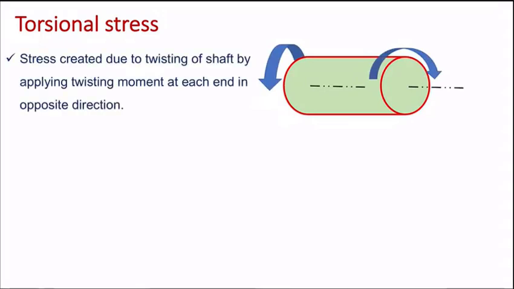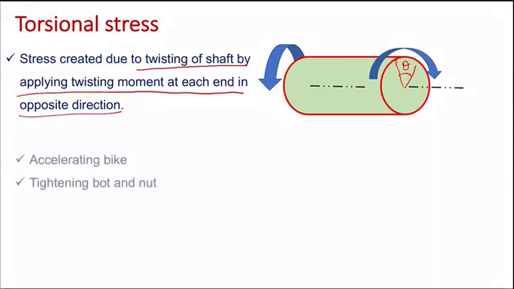Next, torsional stress. There is a rod, and it is subjected to a twisting moment. Now we are applying the twisting moment on the rod, so the torsional stress will be created due to the application of torque. Stress is created due to twisting of the shaft by applying the twisting moment at each end in opposite directions. Examples: accelerating a bike, and tightening a bolt and nut are the best examples.